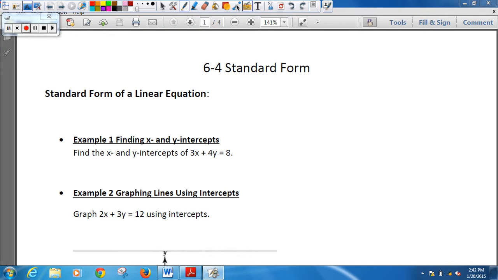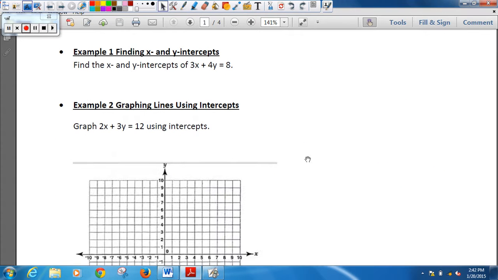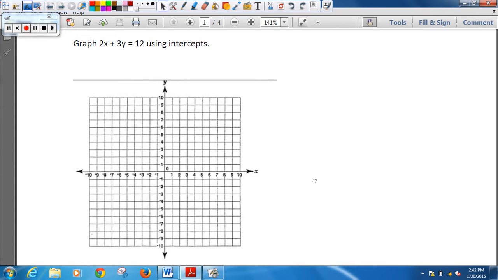The next one wants us to use the x and y-intercepts that we find in order to graph. So it says we're going to graph 2x plus 3y equals 12 using our intercepts. First one I'm going to find is the x-intercept. That means I replace the y with 0. So I'm just left with 2x equals 12, because I replaced y with 0, and 3 times 0 is 0. Get the x by itself. So x equals 6. So my x-intercept here is 6.